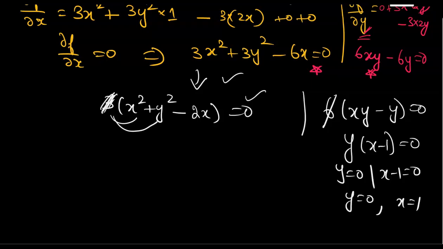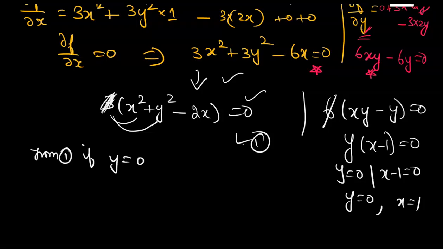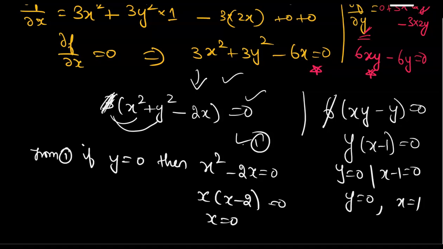So now what I will do, let this be equation 1. So from equation 1, if y is equal to 0, then if I substitute, x square minus 2x will become 0. X into x minus 2 is equal to 0, which implies x is equal to 0, comma, x minus 2 is 0, which implies x is equal to 2.